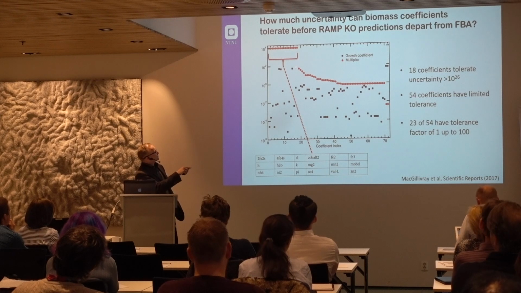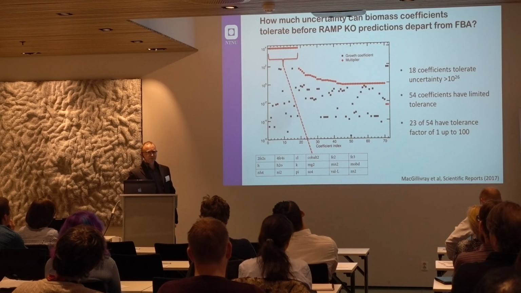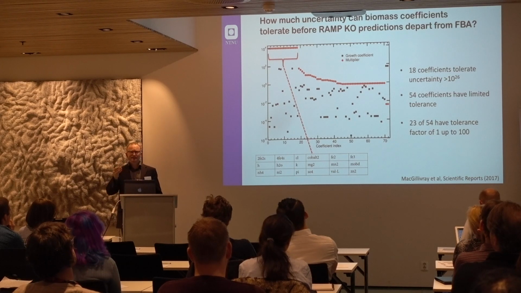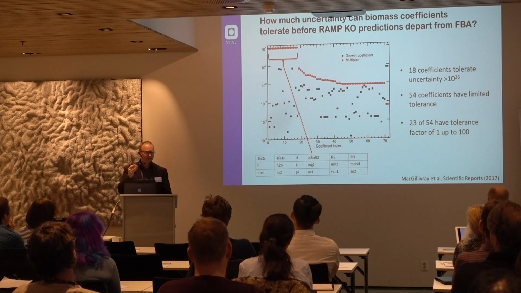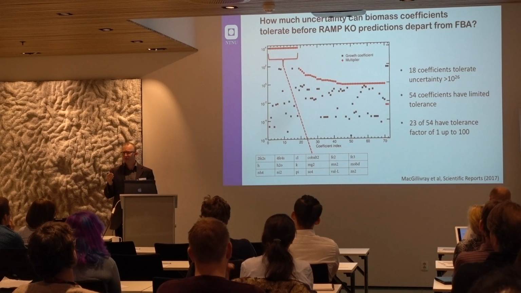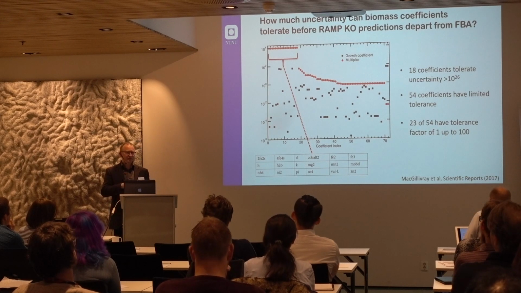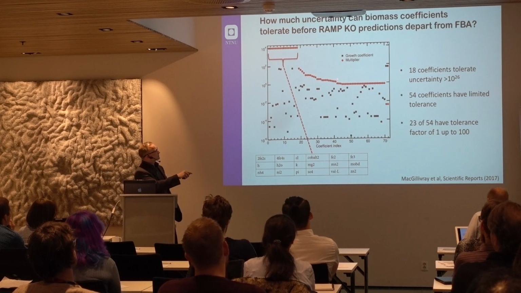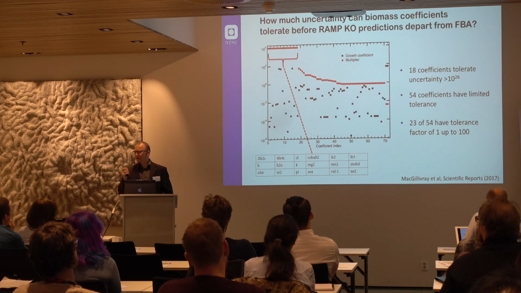54 of the coefficients have limited tolerance. However, that's a tolerance that spans 4 orders of magnitude. So that means that you can tweak these biomass coefficients and still have the same predictions for gene knockout phenotypes as FBA within, for some of them, 4 orders of magnitude. Now the red dots are the multiplier, the scale of the multiplier. The black dots are the actual unperturbed biomass coefficients.